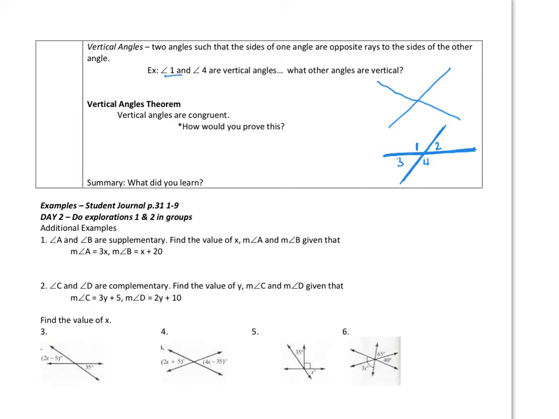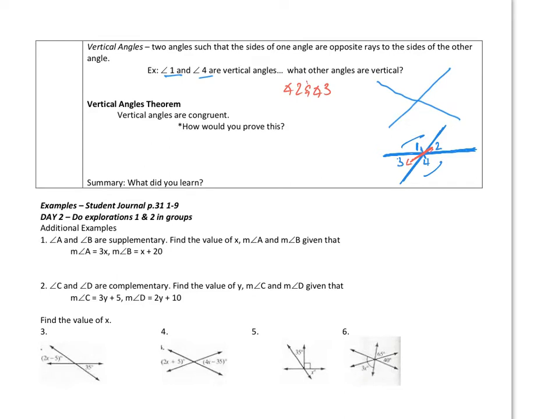So we can say 1 and 4 right here are vertical angles because they are on opposite sides right there. The other vertical angles would be 2 and 3. Those are the vertical angles because they're on opposite sides of each other. So angle 1 and 4 are vertical angles, angle 2 and angle 3 are vertical angles in this drawing.